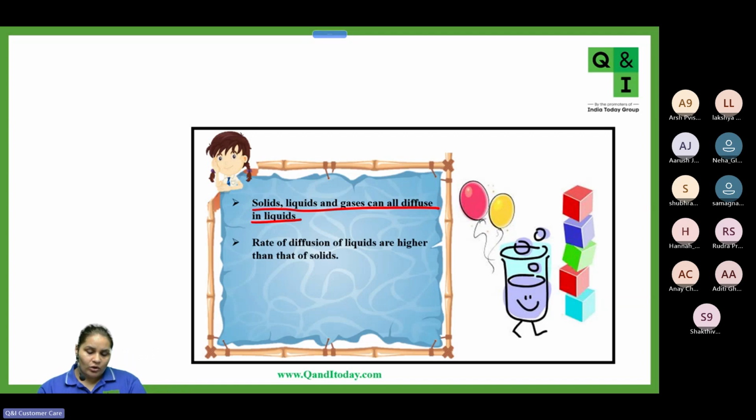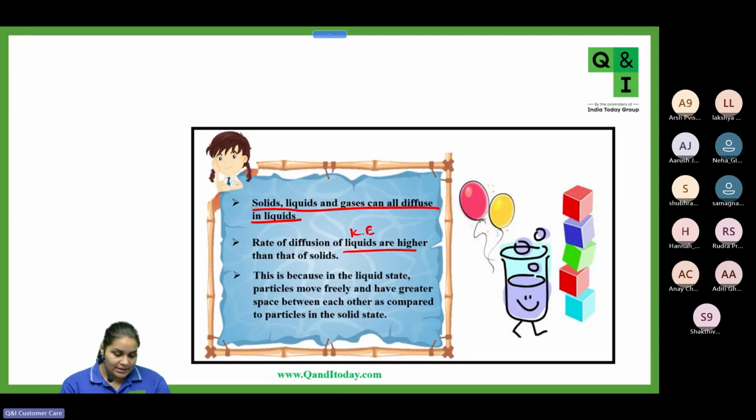But the rate of diffusion in liquid will be higher. Why? Because the kinetic energy of the particles in liquid is more than in solid. So that's why the rate of diffusion is higher in case of liquid. And the reason is given below here. Why is it so? Because in liquid state, particles move freely and have greater space between them. So in short, you can simply say that the kinetic energy is higher in case of liquid particles as compared to solid.